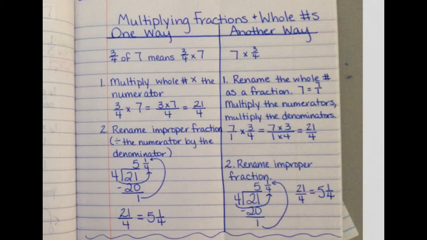So we're going to change our whole number 7 to 7 over 1. We're going to multiply it times 3/4. So we'll rewrite it as 7 times 3 over 1 times 4. That gives us 21 over 4. Rename the improper fraction. It's the same procedure as over here for the renaming part. And that is the second way you can do it.